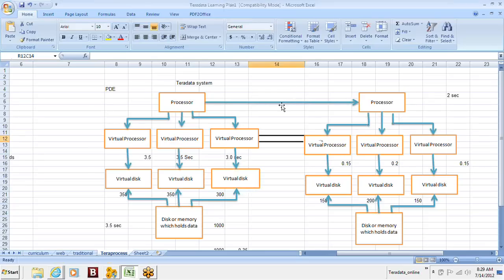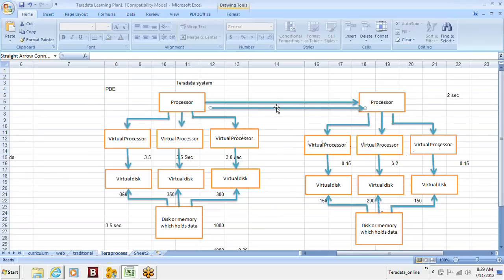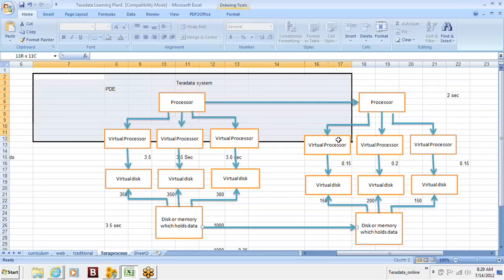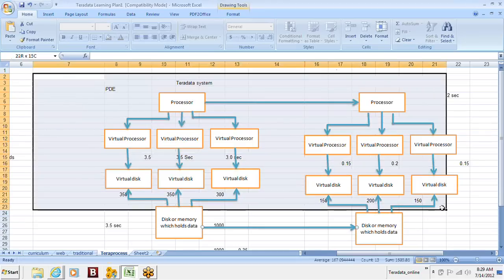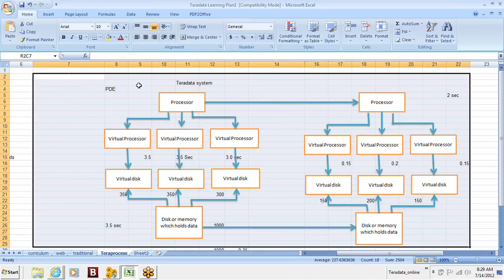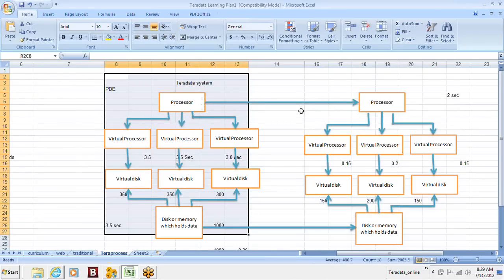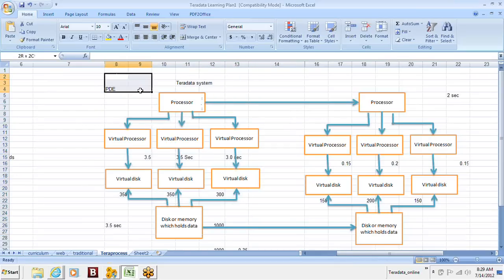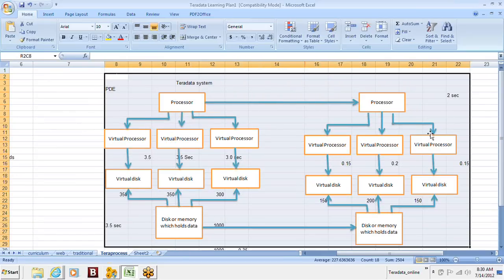So now my system has 6 virtual processors and 6 virtual disks. The association would happen in terms of memory also. So now this is my entire Teradata system, not only this part. I have purchased one more Teradata license, just plugged it in with the existing system, and rebooted it. So my Teradata system now has 6 virtual processors and 6 virtual disks. And the data would automatically be distributed across the 6 virtual disks evenly.